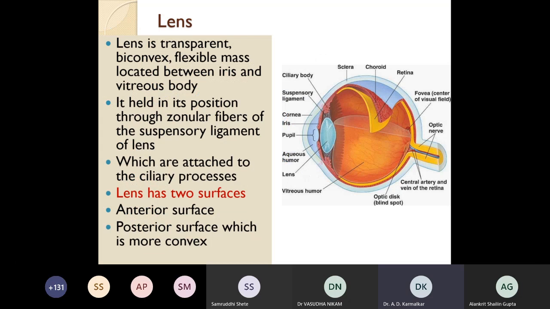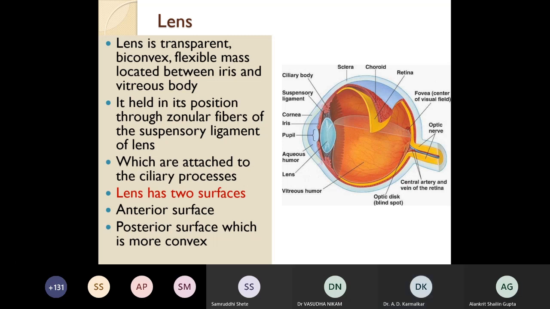Coming to the next slide, that of the lens. What is the lens? It is a transparent, biconvex, flexible mass, located in between the iris and the vitreous body. Anteriorly there is the iris, posteriorly there is the vitreous body, and in between there is the lens, which is transparent so that light can pass from the cornea to the lens.